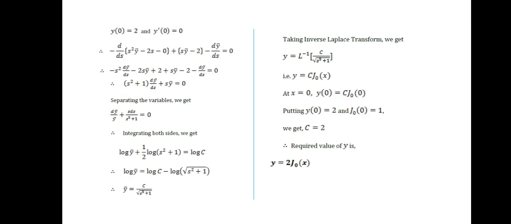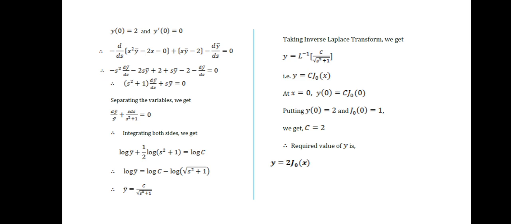Then putting boundary conditions y of 0 equals 0 and y dash of 0 equals 0, we get (s square plus 1) dy by ds plus s y equals 0. Separating the variables, we get dy by y plus s ds by (s square plus 1) equals 0. Integrating both sides, we get log of y bar plus 1 by 2 log of (s square plus 1) equals log of c.